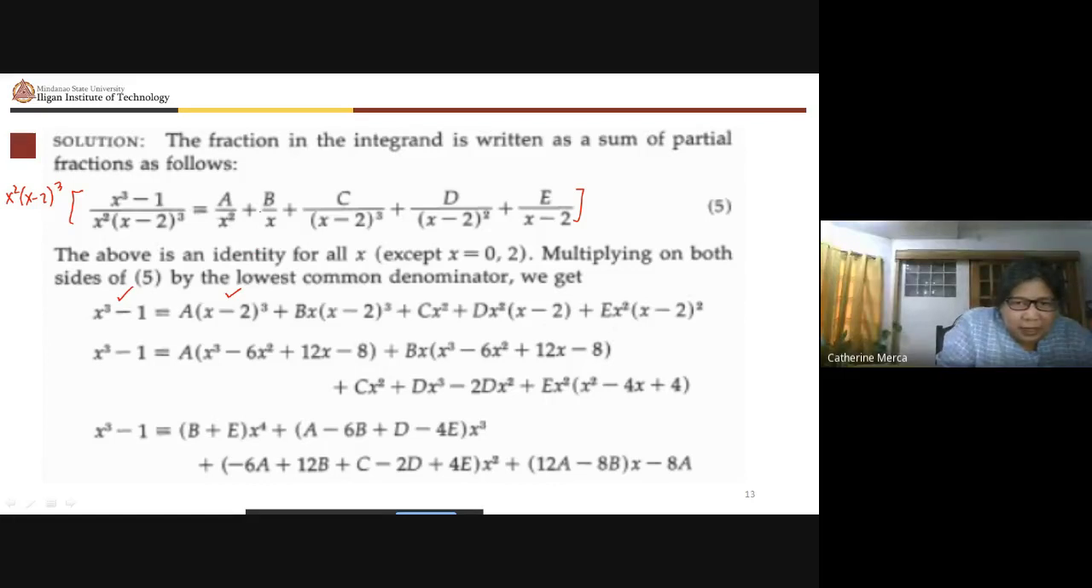Mabilin kay na may isa ka x, tapos x na lang mabilin isa sa taas, then kani. Similarly, kani, multiply with this, si x squared ang mabilin, then cancel out ang x minus 2 cube.